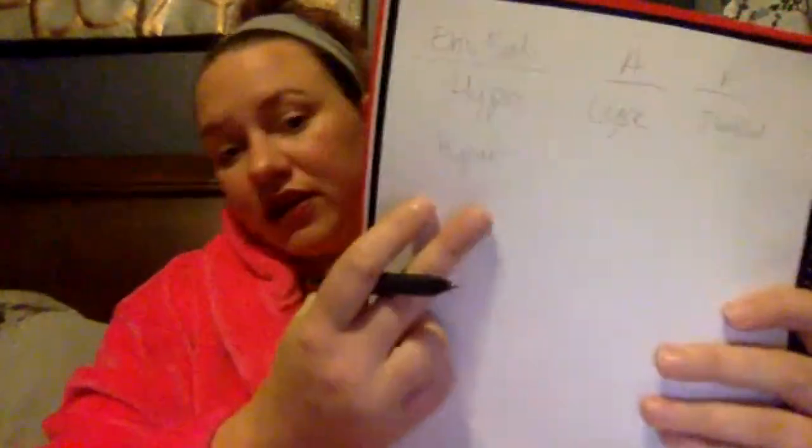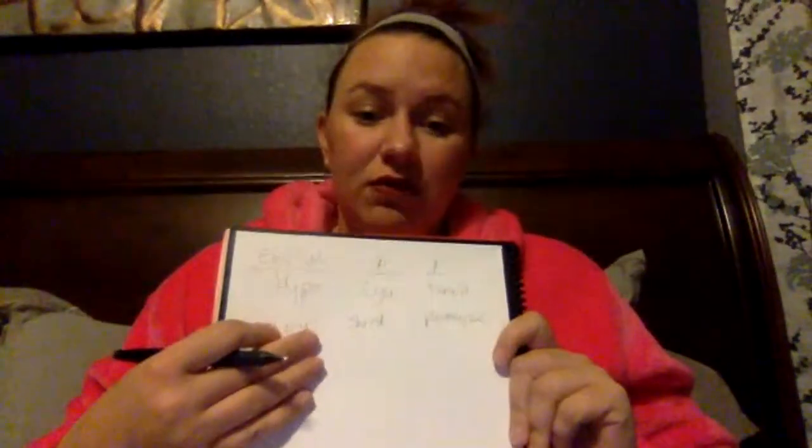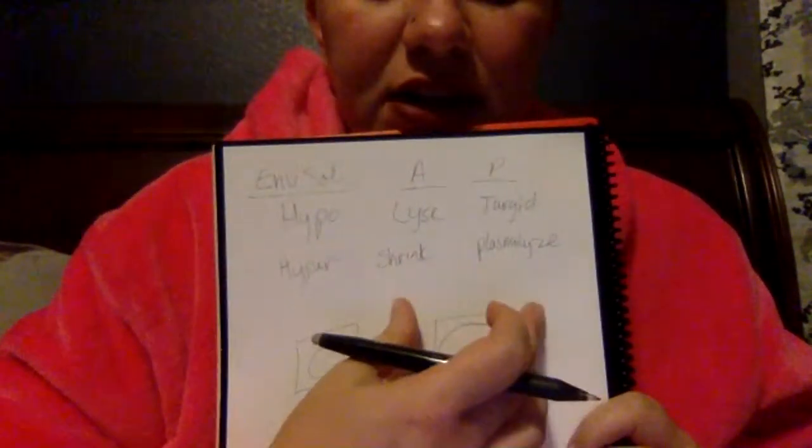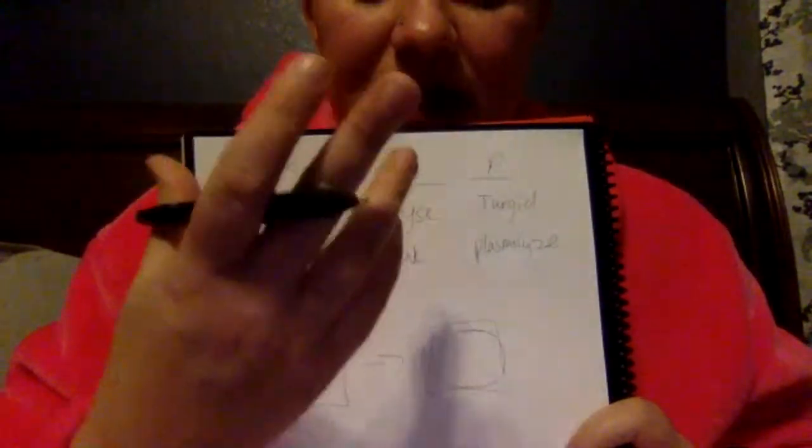Vice versa, if the surrounding environment was hyper, which means these are hypo, then you're going to shrink if you're an animal cell, or you're going to plasmolyze if you're a plant cell. So just kind of show you what happens. If it's a plant cell, it becomes turgid, which means it actually expands. The vacuole does. Puts pressure on the cell wall. It makes it stand.